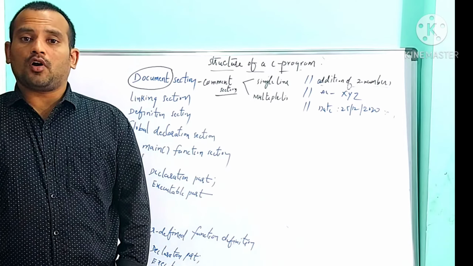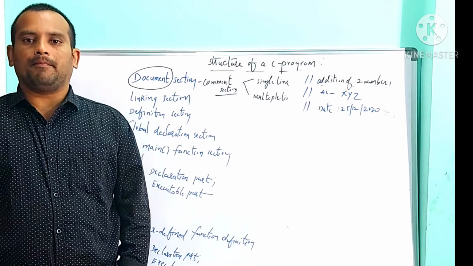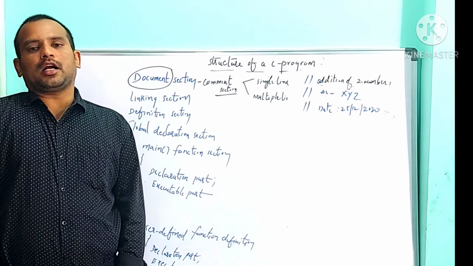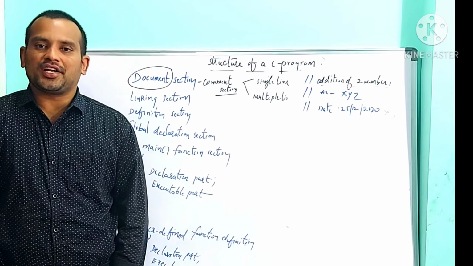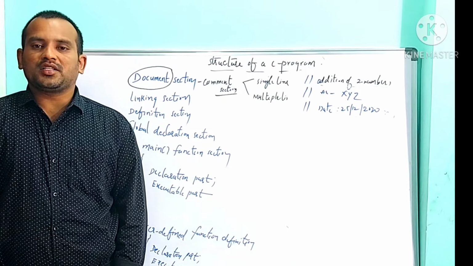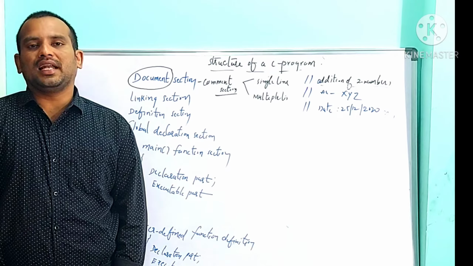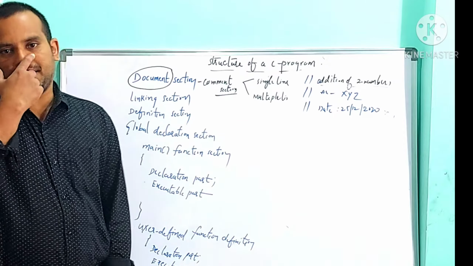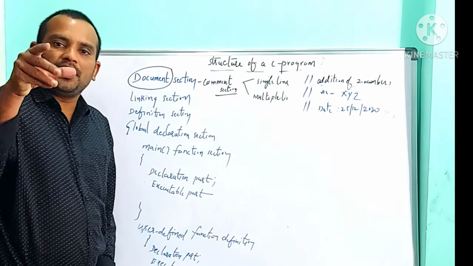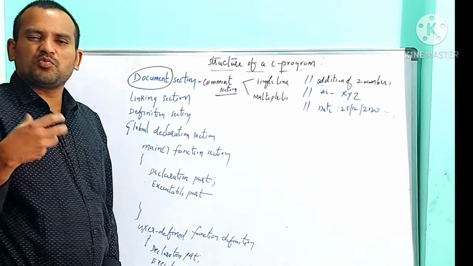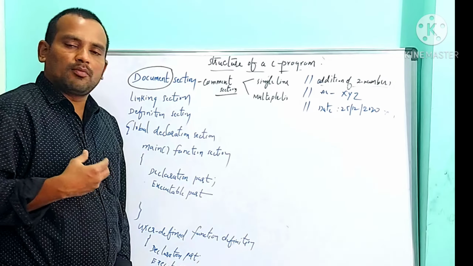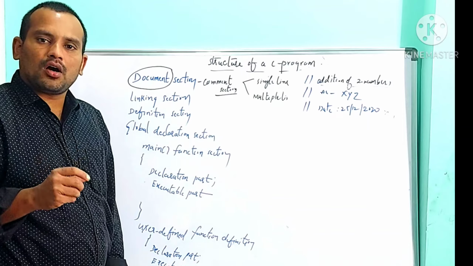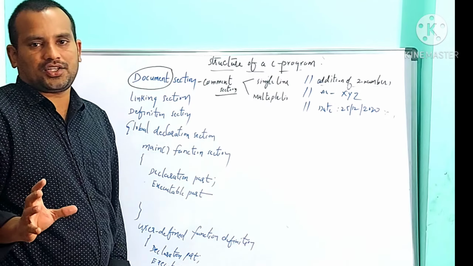There are two types of comments we can use in every C program: single line comment section and multiple line comment section. Single line comment section means if your documentation contains only one line, then you can use a single line comment section. Single line comment section starts with the double slash. Suppose your documentation contains multiple lines, meaning more than one line, then you can use a multiple line comment section. Multiple line comment section starts with slash star and ends with star slash.